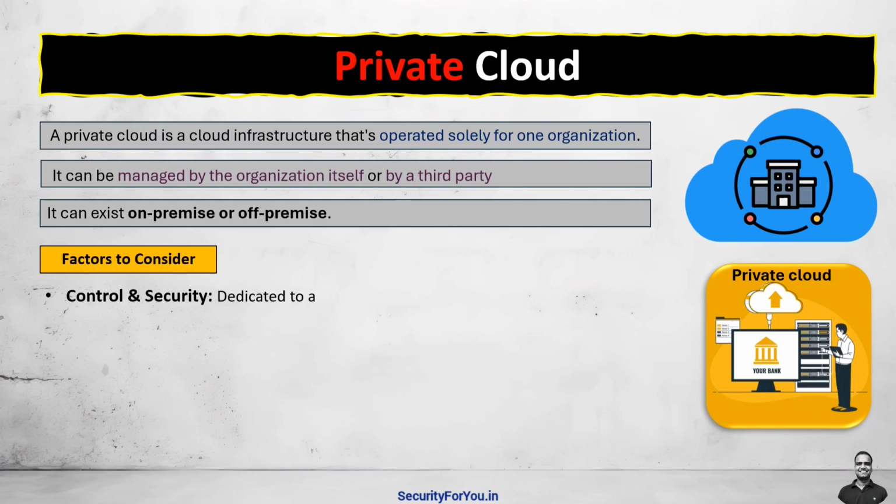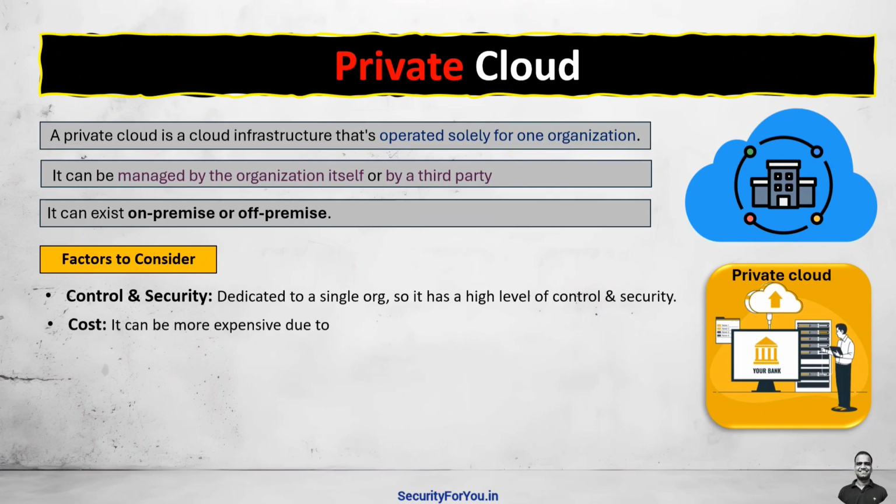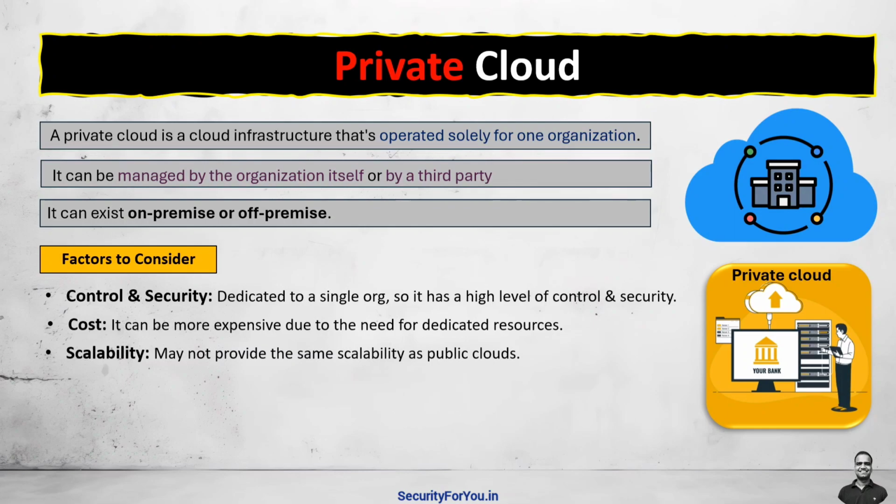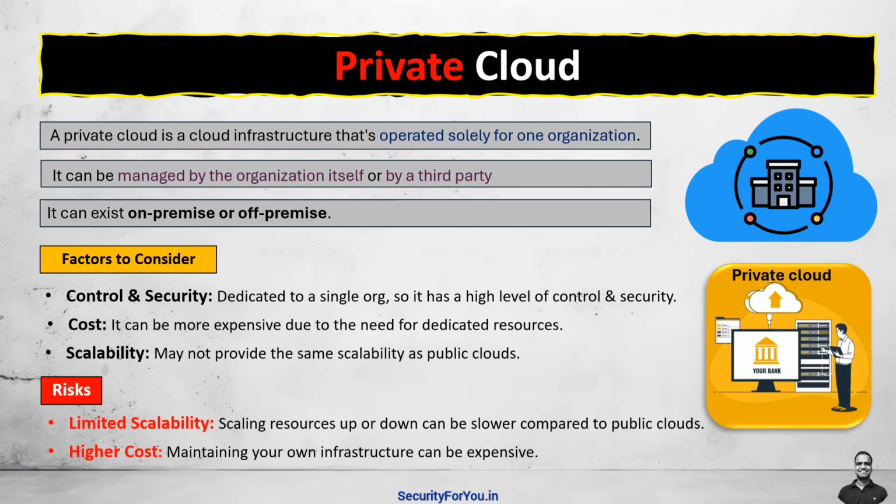Control and security. Since it's dedicated to a single organization, there is a high level of control and security. It can be more expensive due to the need for dedicated resources. Private cloud may not provide the same scalability as public clouds. Risks of private cloud include limited scalability and higher cost, as maintaining your own infrastructure can be expensive.